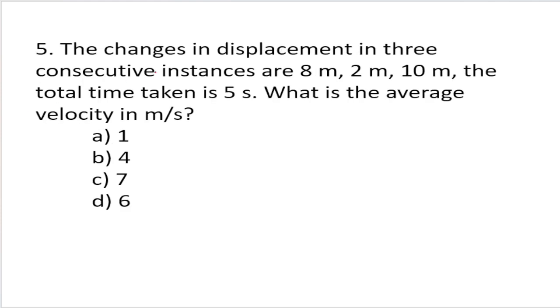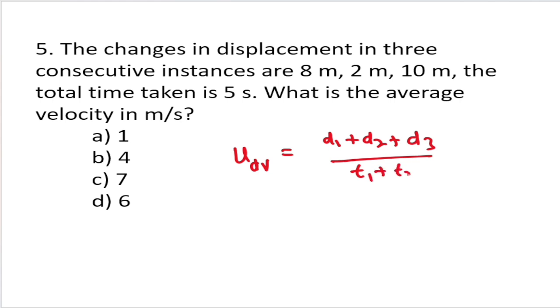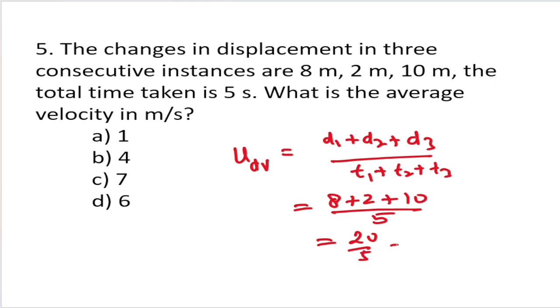Now question number five. The changes in displacement in the consecutive instants are 8 meter, 2 meter and 10 meter. The total time taken is 5 seconds. In this case we apply the formula for average velocity, d1 plus d2 plus d3 upon total time t1 plus t2 plus t3. The displacement is 8 plus 2 plus 10 upon 5, and this is 20 upon 5, that is equal to 4 meter per second. So the correct option is B.